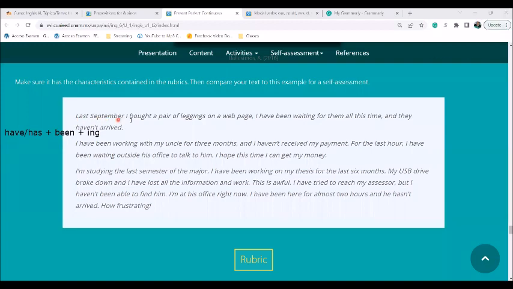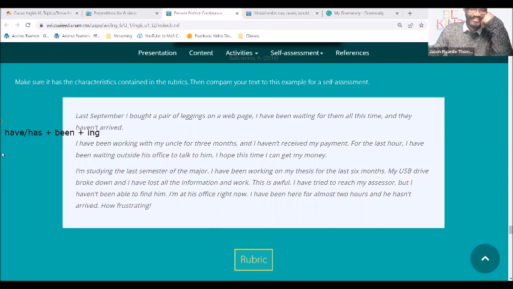Last September, I bought a pair of leggings on a web page. I had been waiting for them all this time, and they have arrived. I have been working with my uncle for 3 months, and I have not received my payment for the last hour. I have been waiting outside his house to talk to him.